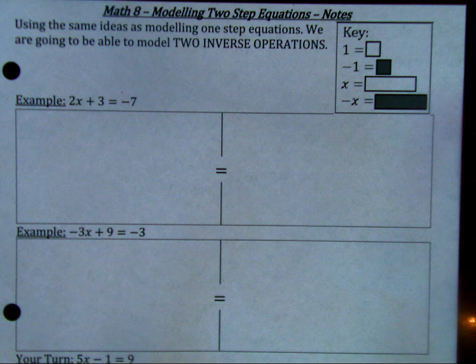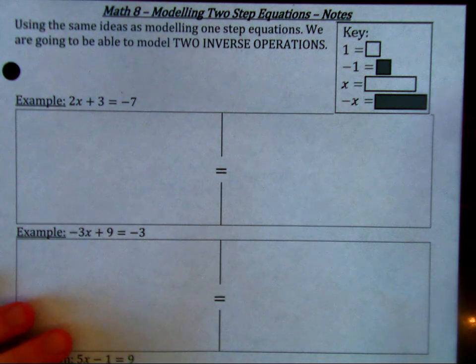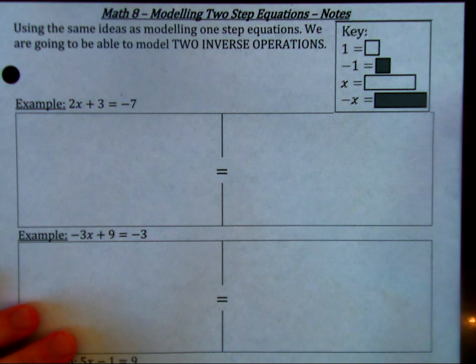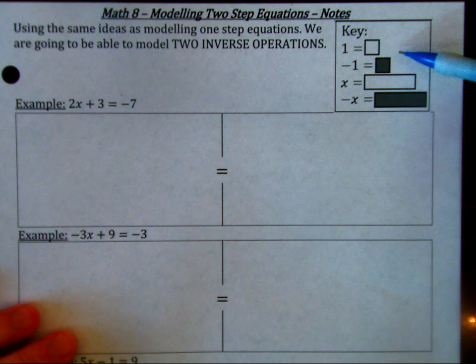And in this video, what you're going to be working on is modeling those two-step equations. So you want to make sure that you can see the key as always. If you want to use the green tiles and red tiles, yellow and red, you certainly can. To keep it simple for yourself, though, you want to make sure you use the key given.